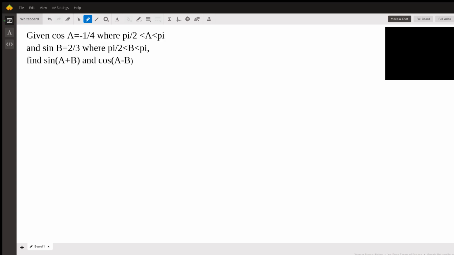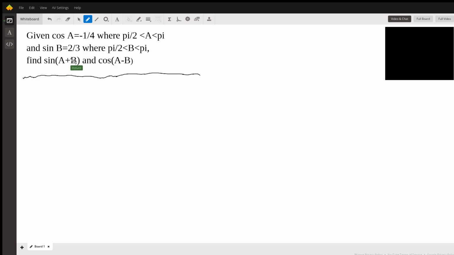This is an application of the sum and difference formulas for sine and cosine. This is part of a standard pre-calculus course, and it should be pretty straightforward. Let's see how straightforward it is.